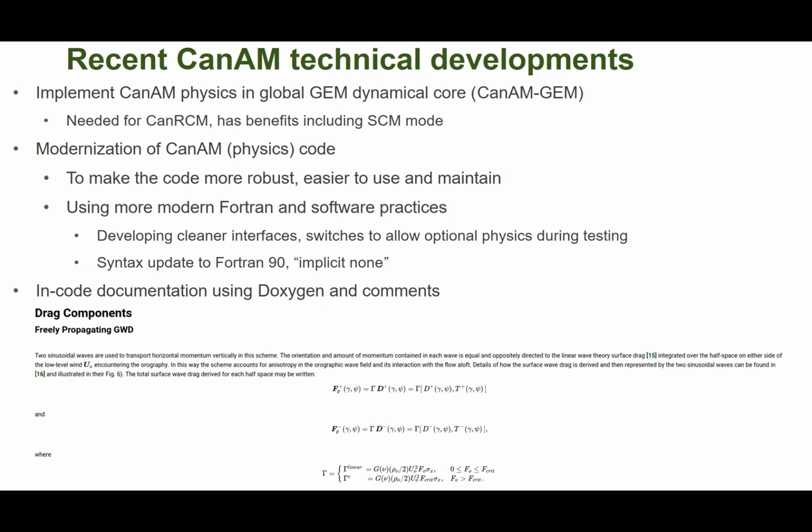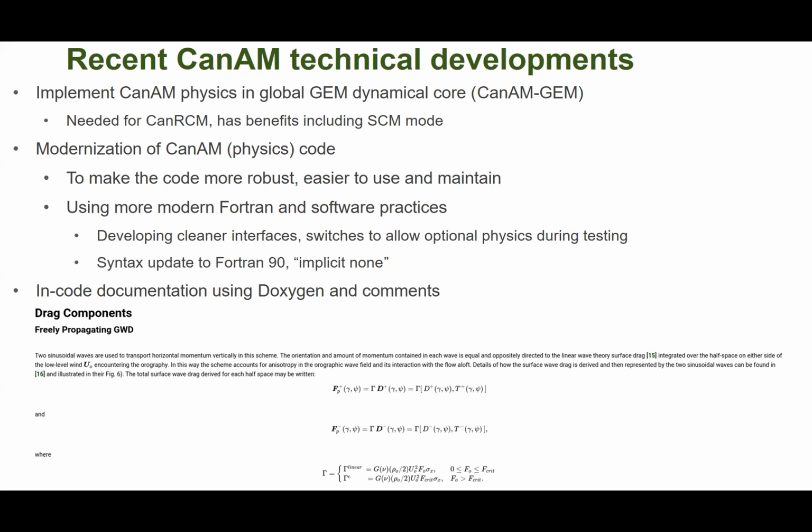So of course it's needed for the CanRCM, and we're currently in the process of evaluating and configuring what we call CanESM GEM, so CanESM with the GEM dynamical core. And it has a lot of nice benefits. It seems to be fairly efficient, particularly for certain applications. And one thing that's of interest to us for atmospheric physics development, it has a capability of being run in single column mode, which is quite attractive.